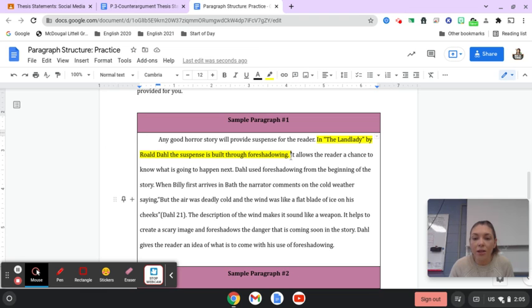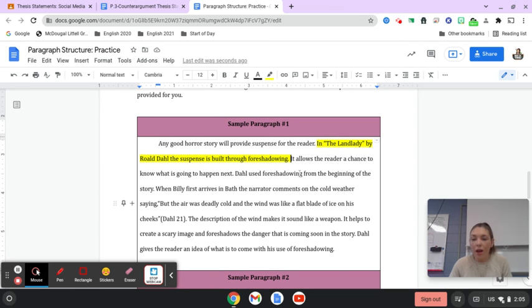All right, our next piece is going to be a specific example. Obviously, they're all going to go in order. So it allows the reader a chance to know what is going to happen next. Does that sound specific? No, it doesn't. Dahl used foreshadowing from the beginning of the story. That sounds a little bit more specific. I'm giving you a direction. Let's see if we get any more specific.